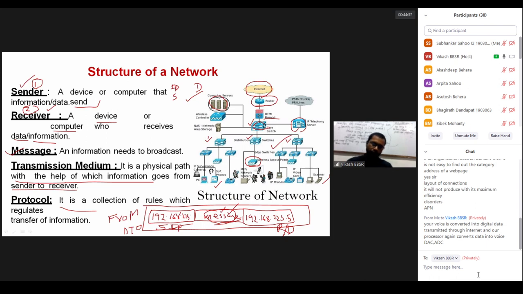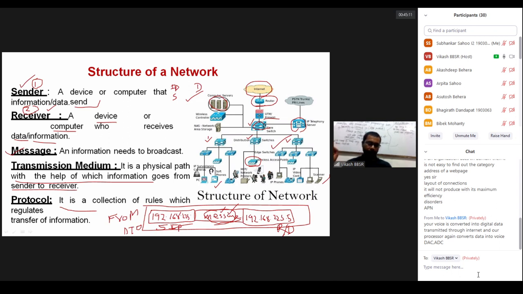Transmission medium through which you are traveling. You are traveling from your village to Bhubaneswar, or from Bhubaneswar or Odisha to another state. What is the transmission medium? You are going by bus, or by train, or by airline, whatever it may be. So there are ways: roadways, airways, and waterways.